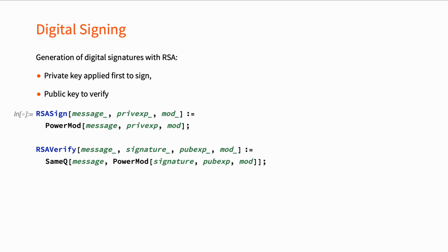Generation of digital signatures with RSA is very similar to encryption, but with the private key applied first to sign and the public key to verify. Here, the RSA sign function takes the plaintext and raises it to the power of the private exponent, and the RSA verify function checks if the signature is valid for this message and particular public key.